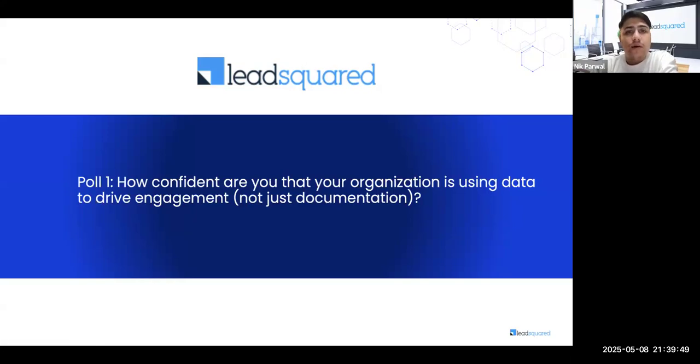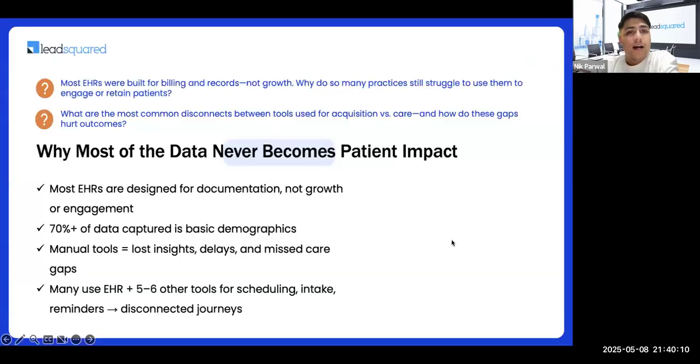And for all the attendees, we have a quick poll on there. We would love for you to participate. We would like to know, is your organization using the data from your EHR or other places where you're capturing it to drive engagement? So please punch in your answers. We'd love to know more about it.